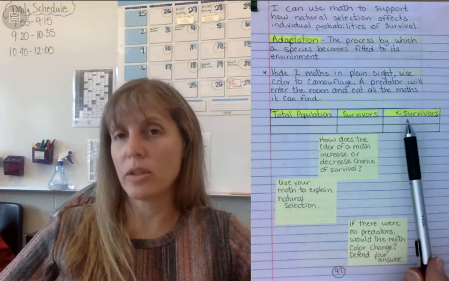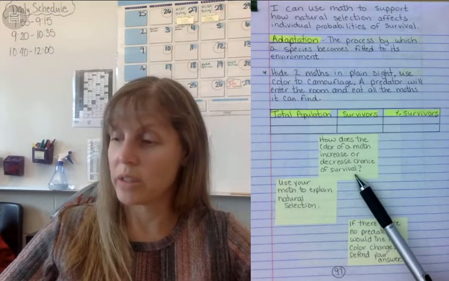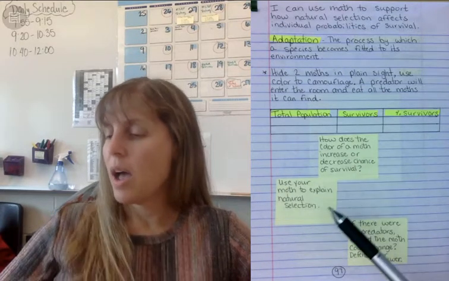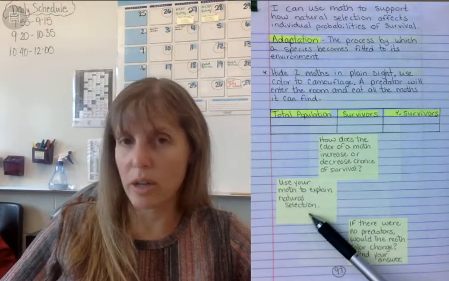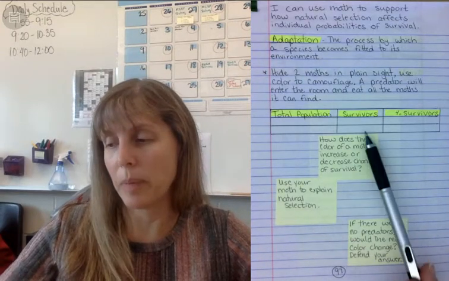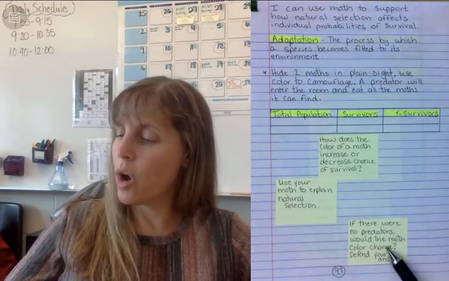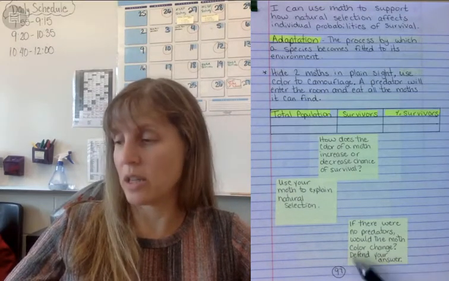And then I want you to answer these questions. How does the color of a moth increase or decrease chance of survival? Then I want you to use your moth that you designed to explain natural selection. If you didn't design a moth, imagine if you did, and then use the number, okay? If there were no predators, would the moth color change? You need to be prepared to defend your answer, and you need to write it here.